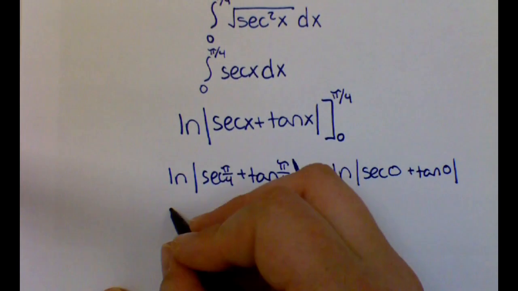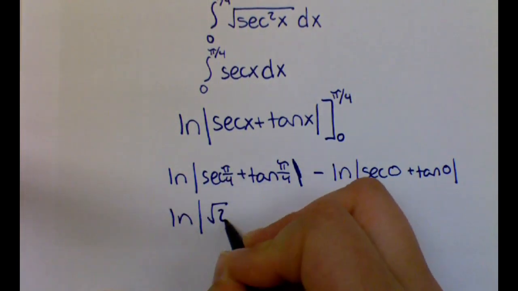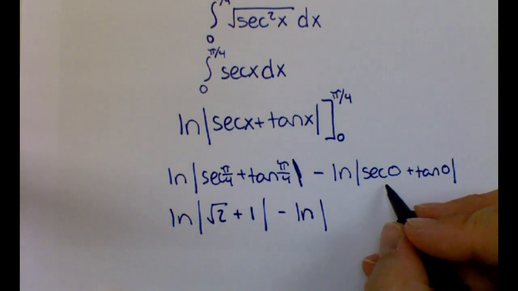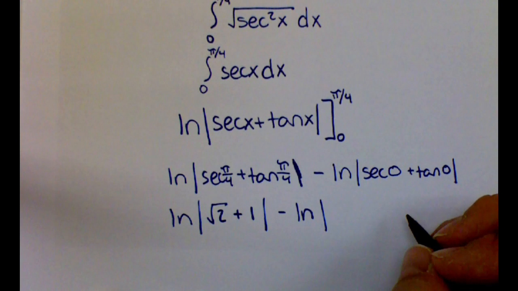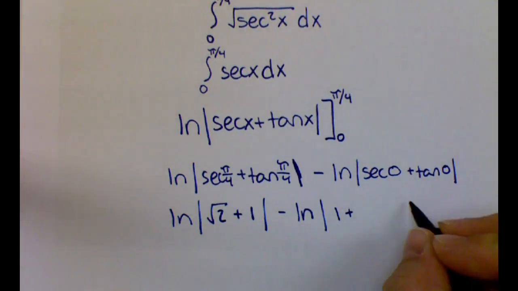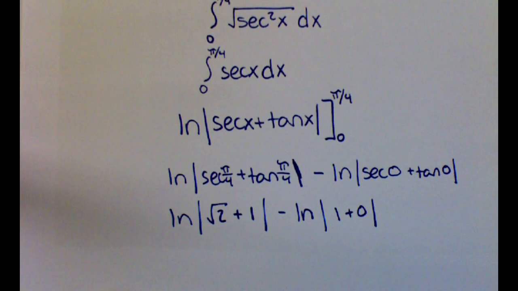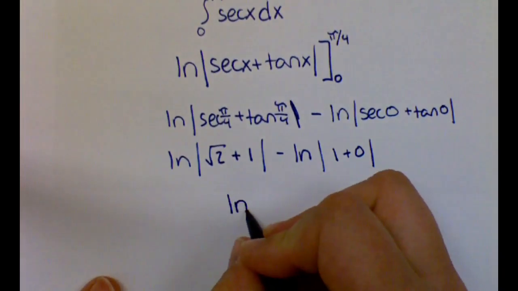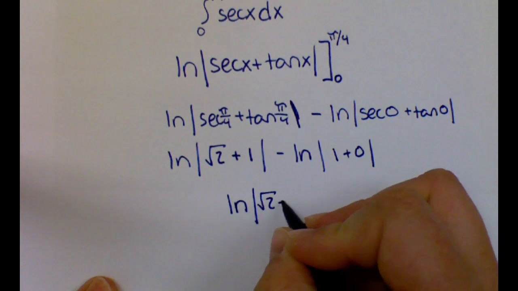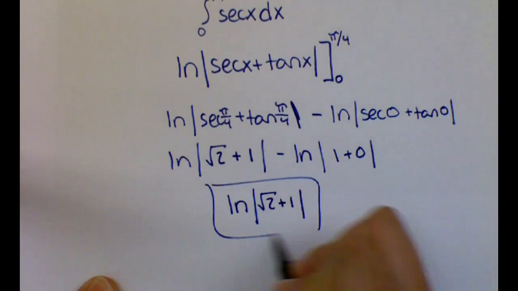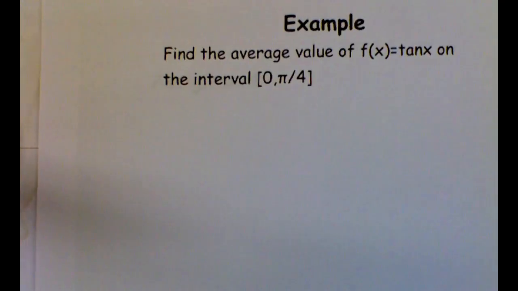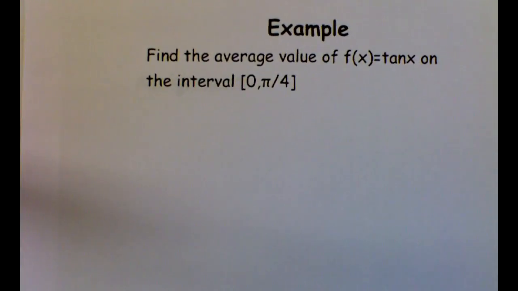All right, secant of pi over 4 is the square root of 2. Tangent of pi over 4 is 1. Secant of 0 is 1. Tangent of 0 is 0. Well, the natural log of 1 is 0. So we have just the natural log of the absolute value, square root of 2, plus 1. I could type that in a calculator. Meh, I'll leave it.